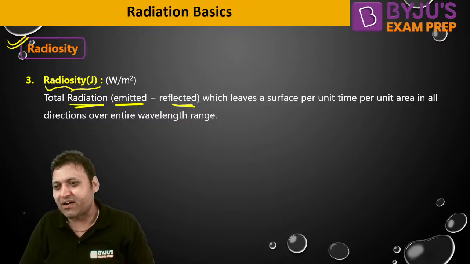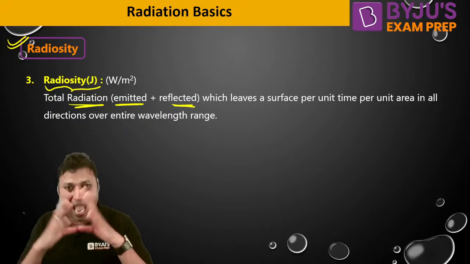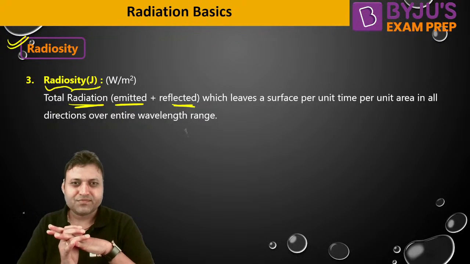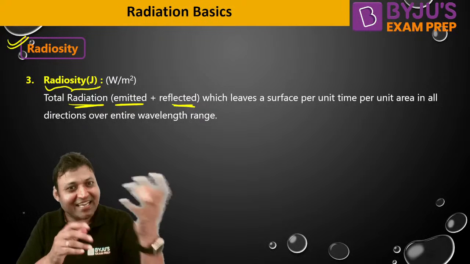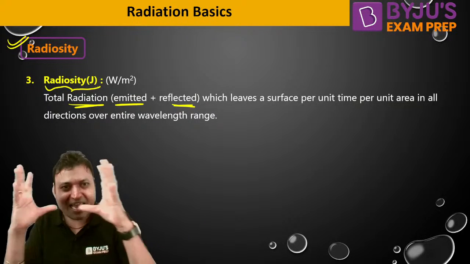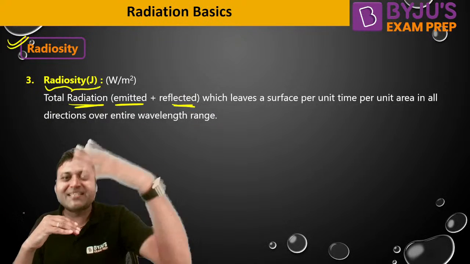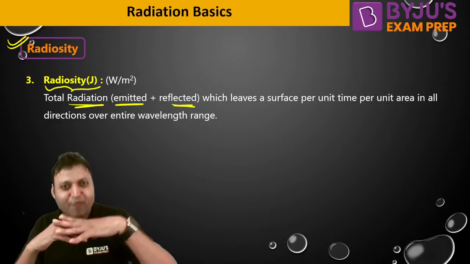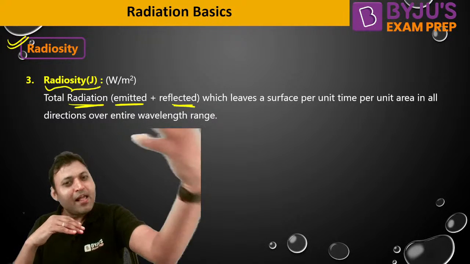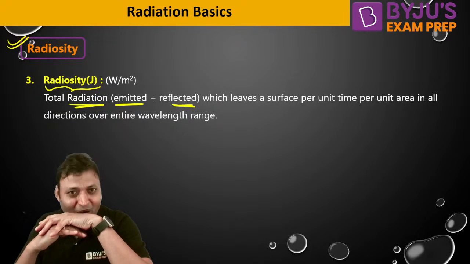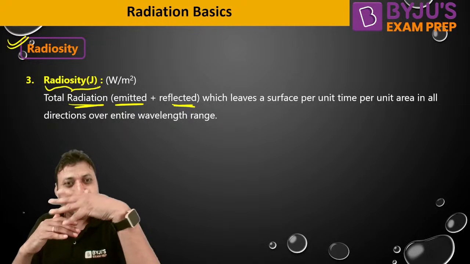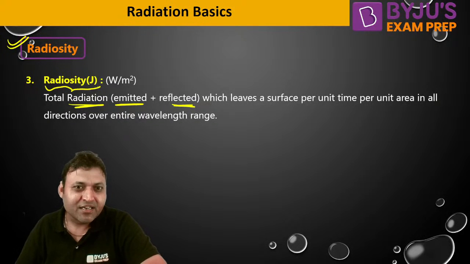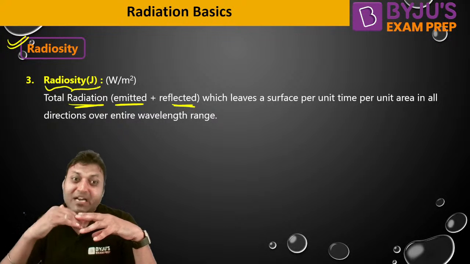Which one, Kameshwar? The emissive power is the radiation emitted by a surface. The insolation is the radiation incident on a surface, because any surface emits radiation as well as receives radiation. So the amount of radiation emitted by the surface is emissive power. The amount of radiation received or incident on a surface is called insolation or irradiation. And the surface also reflects the radiation.